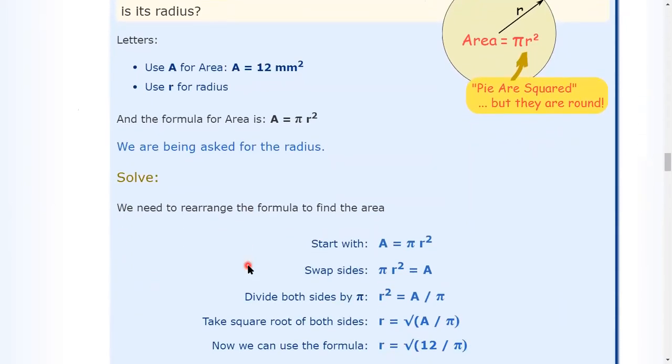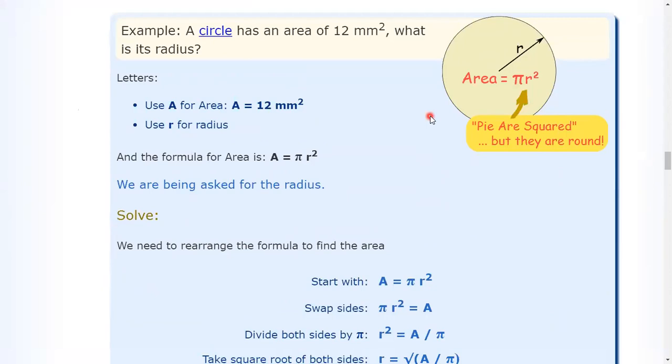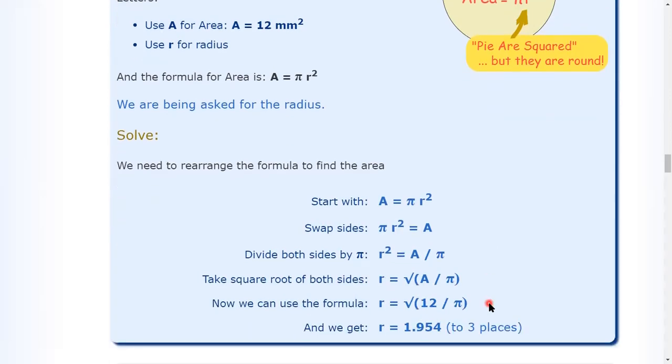Okay, look at this. If you can read this, we need to rearrange the formula to find the radius. Start with A is equal to pi r squared, swap sides, divide both sides by pi, so r squared is equal to A divided by pi. Take the square root of both sides. Now we can use the formula and we get r is equal to 1.957 up to 3 places. So this was your answer. Yeah, absolutely right answer.